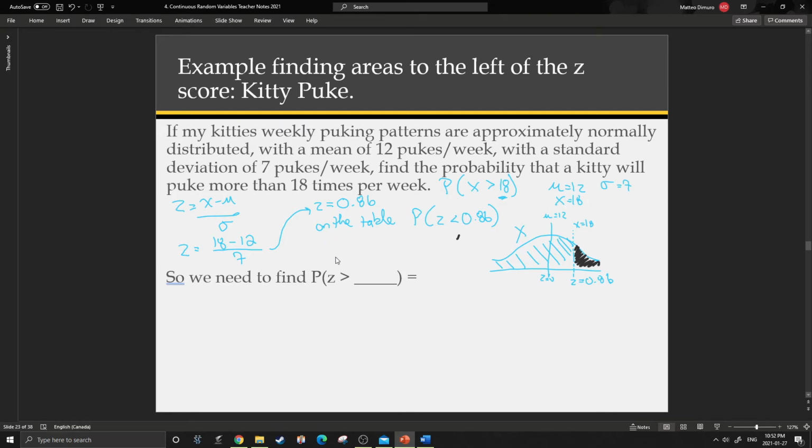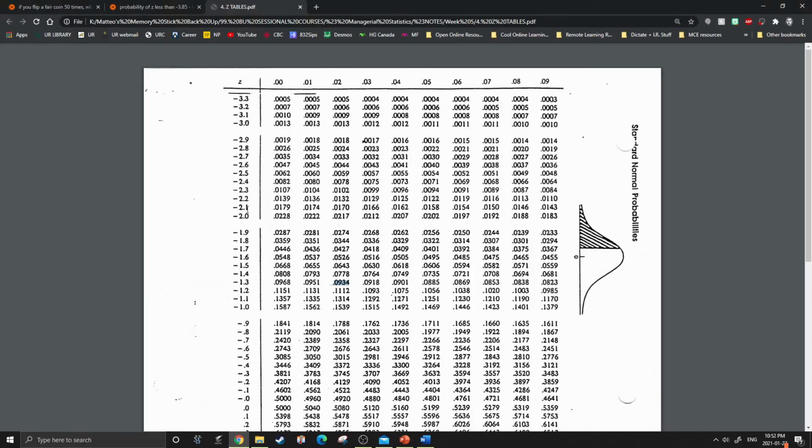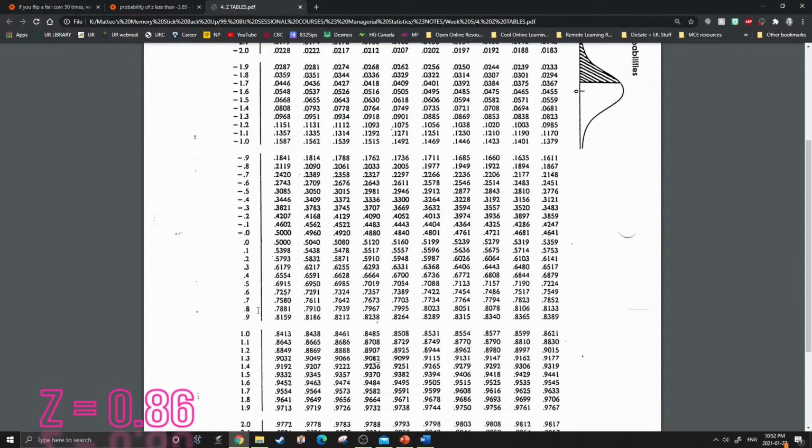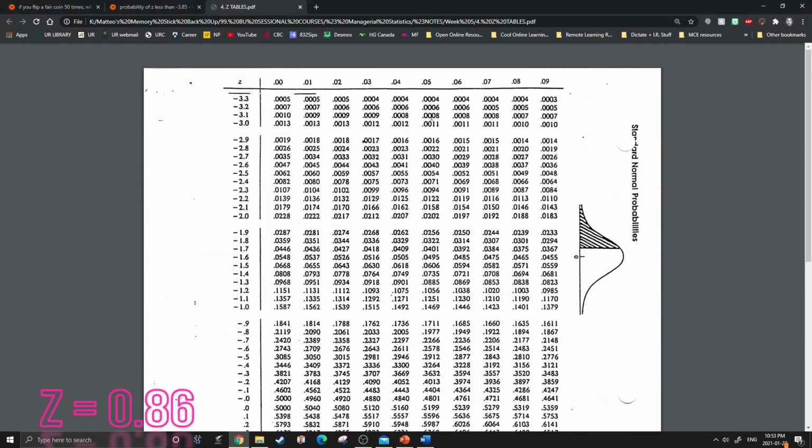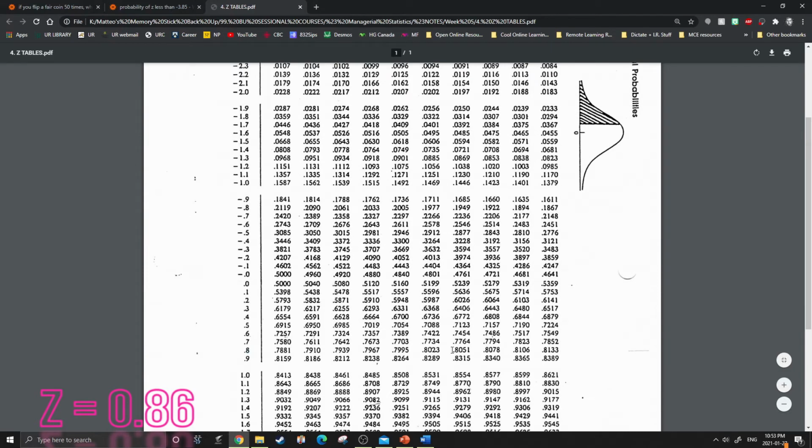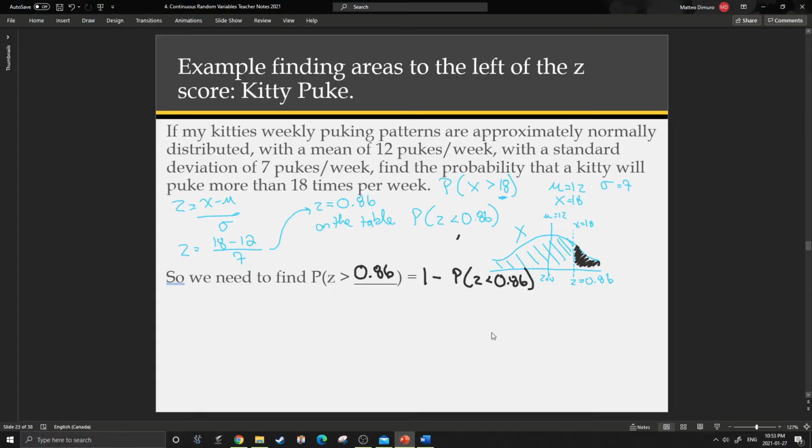So what we need to find here is the probability that z is actually greater than the score we found, 0.86. Well, I know that if I want to find the area to the right of a score, I just need to go 1 minus the probability that z is less than that value, which I can get from the table. So let's go to our table, look up 0.8, there it is, and scroll over until you get the 0.06 column, so that's this one here. There it is, looks like 0.8051. Perfect.